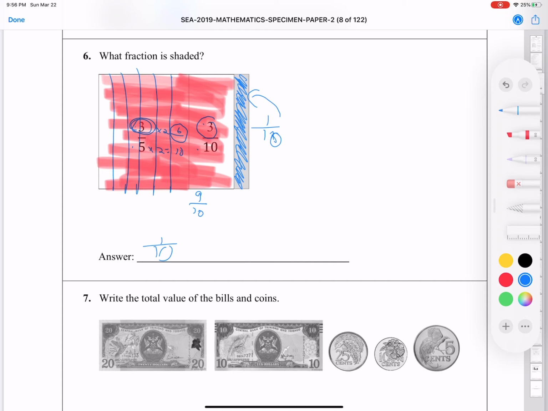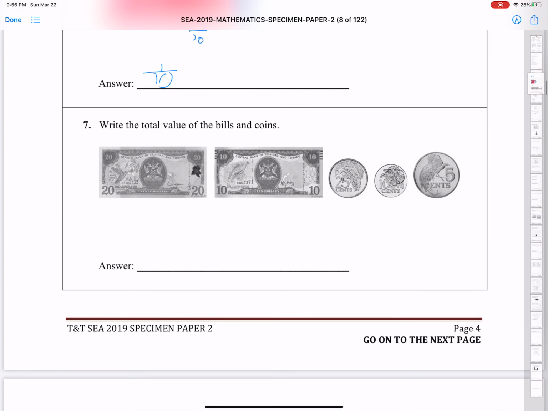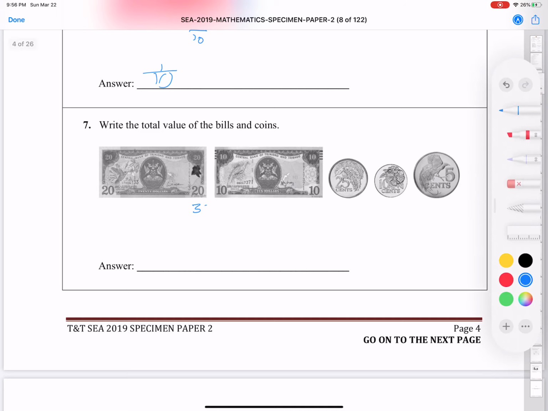Write the total value of the bills and coins. This is very easy. I'm not going to spend too much time on this. You have a 20 and a 10, so you know you have $30 in bills. 25 and 10, 35 and 5, 40. You have 40 cents. Express it as money. Put your dollar sign. $30 and 40 cents. You do not need to put the cent sign unless there are no dollars.